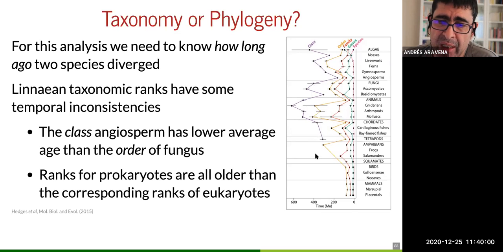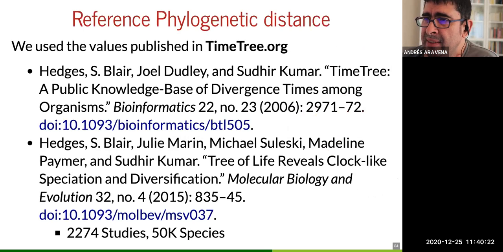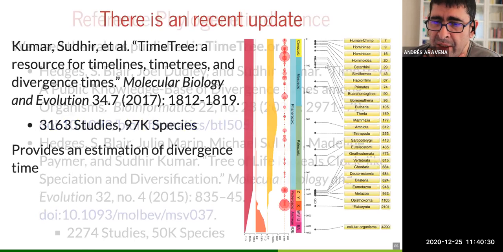So the ranking in prokaryotes is older than the ranking in eukaryotes, which we don't have here. Well, you take a look at the paper on the website. Bottom line is that in this website, you can have a distance in time for different taxonomy. You can connect taxonomy with time. These are the papers, and there is an updated version.